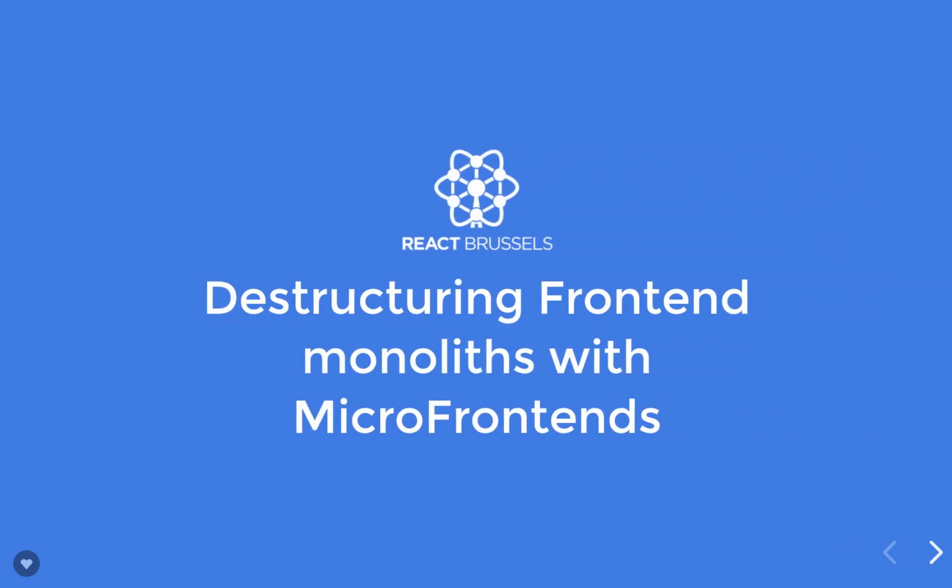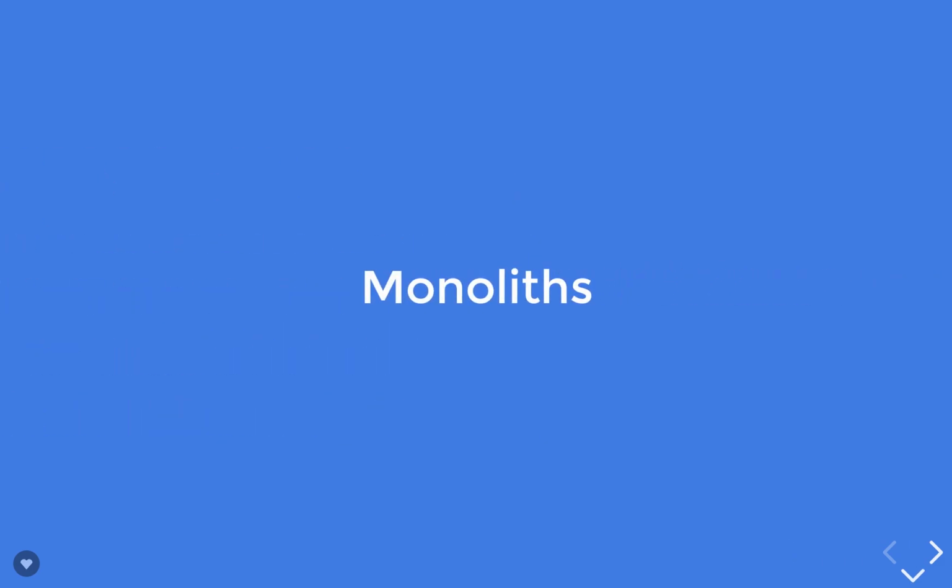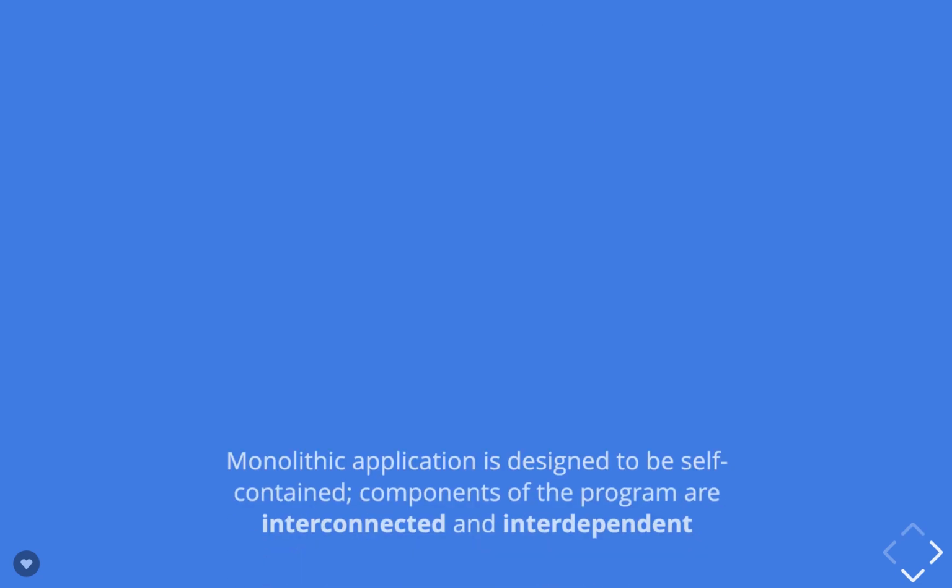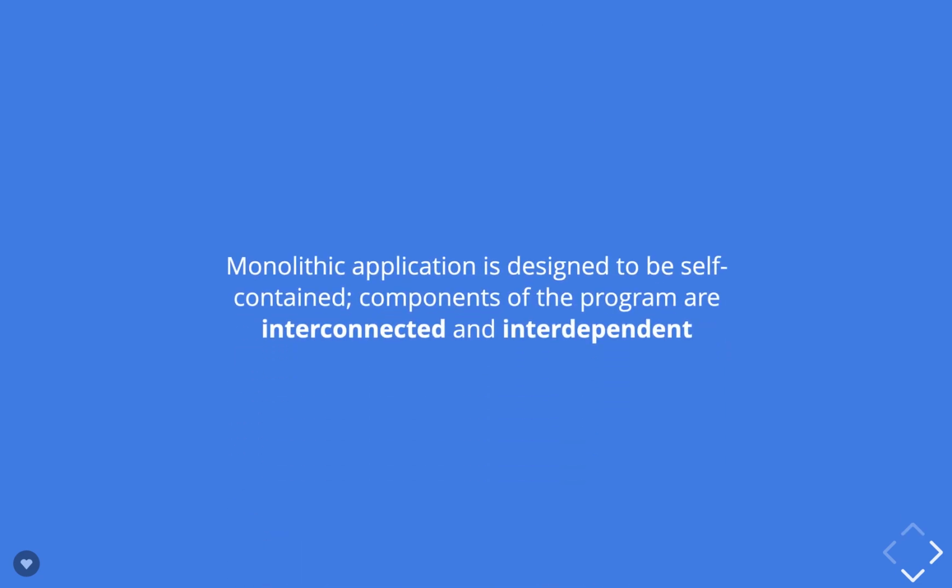Today, I'll be talking about destructuring front-end monoliths with microfrontends. What are monoliths? Monoliths are self-contained applications. The components of these applications are tightly coupled and interdependent on each other. A monolithic application is designed to be self-contained. Components of the program are interconnected and interdependent. It is typically an all-in-one solution having all modules from database connections to UI elements.